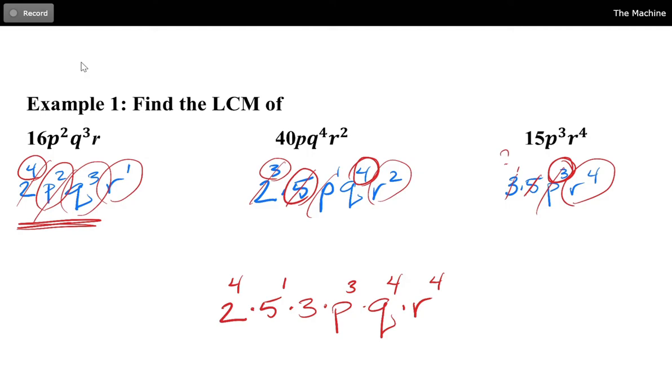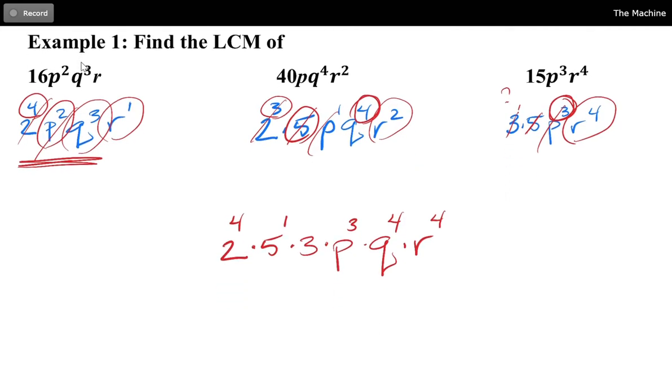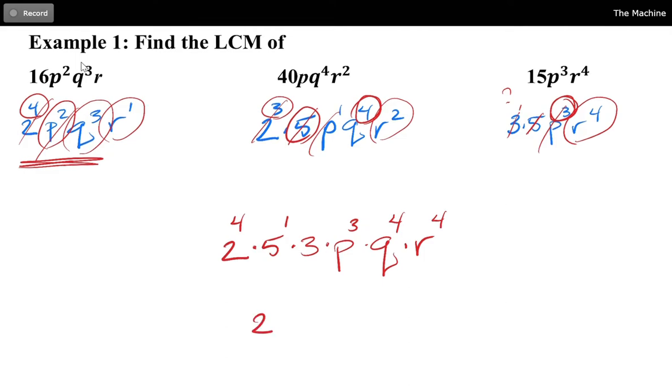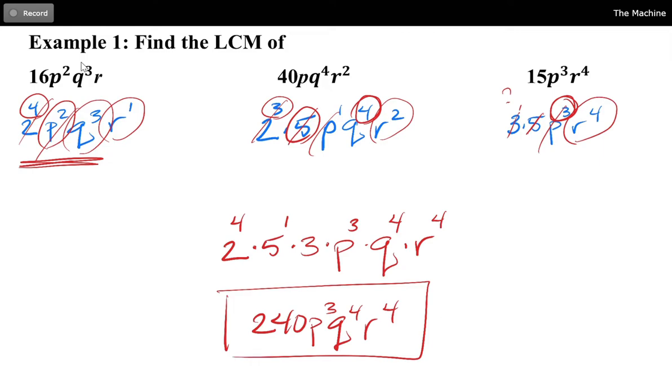All right. So now I'm going to put all of this together. And let's get a final numerical value. The variables are going to stay where they are. So 2 to the 4th, that's 16, and then times 5 times 3. I get 240 p cubed, q to the 4th, r to the 4th. There's my least common multiple of those monomials. Again, it's each prime factor to the greatest number of times it appears as a factor.